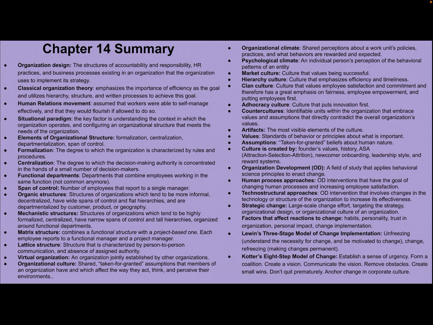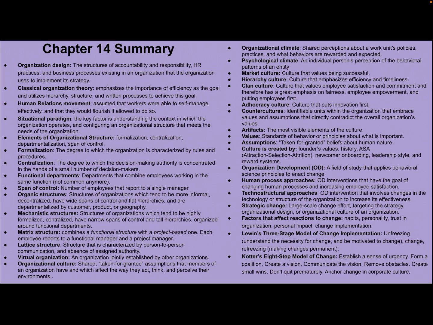There's 4 general types of organizational culture. There's market culture, which values being successful and the customers. Hierarchy culture emphasizes efficiency and timeliness and management. Clan culture values employee satisfaction, commitment, emphasis on fairness, employee empowerment, putting employees first, and adhocracy culture, which puts innovation and creativity first.